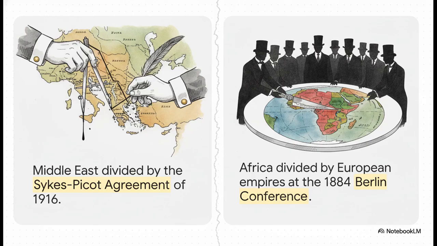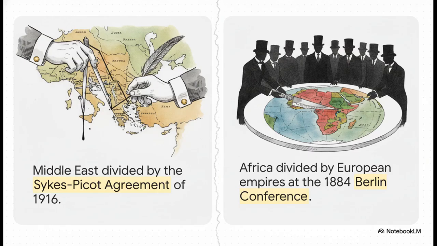What's really interesting about this history is the striking parallel between these two regions. In the Middle East, the 1916 Sykes-Picot Agreement saw Britain and France carve up Ottoman lands. But decades earlier, the 1884 Berlin Conference did the exact same thing to Africa, where European empires effectively divided the entire continent among themselves. Both of these regions suffered deeply from colonial architects who just drew arbitrary lines.